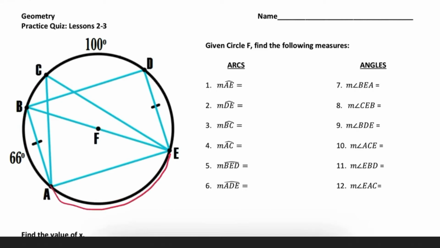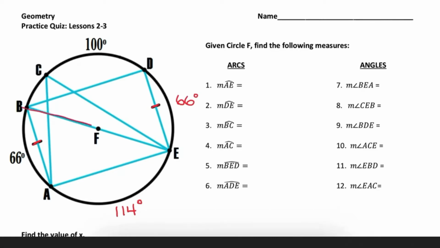So I would start by finding the measure of arc AE. So 180 minus 66 is 114. Another thing I notice is these chords are congruent. And if those chords are congruent, then these arcs are congruent. That's an old theorem that we learned, I think, in the first lesson.